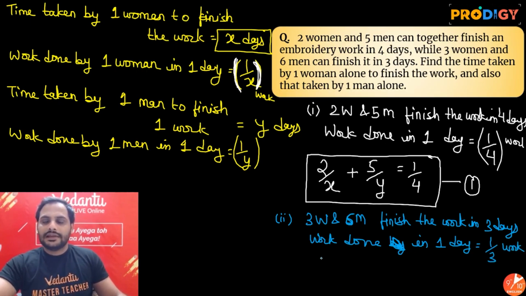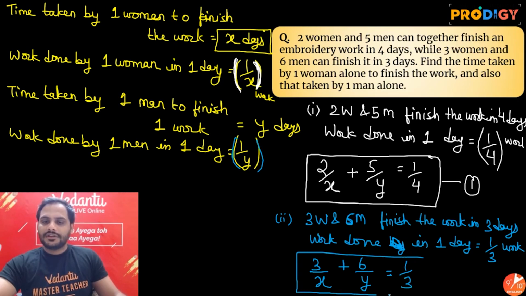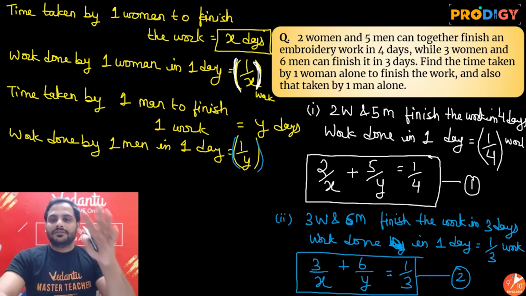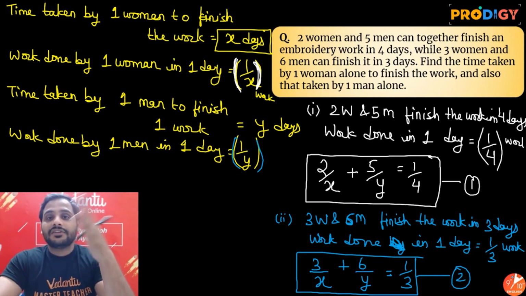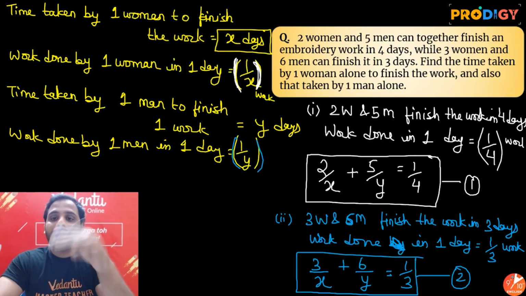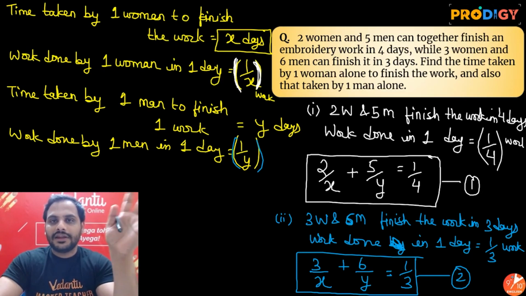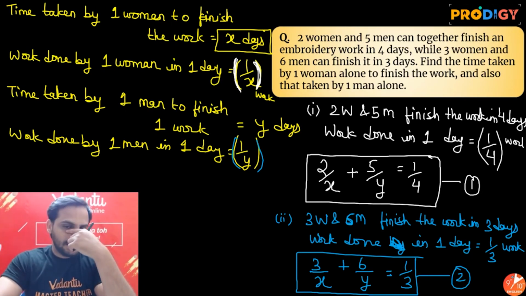I can clearly say 3 women will do 3 by x work, because one woman completed 1 by x work, and 6 men will do 6 by y work, and in one day they have finished 1 by 3 of the work. This is the work done in the second case in one day. So the equations are made on the basis of work done in one day. The first equation is the work done in one day by 2 women and 5 men, and the second equation is the work done in one day by 3 women and 6 men.